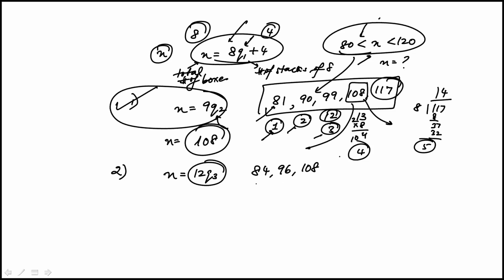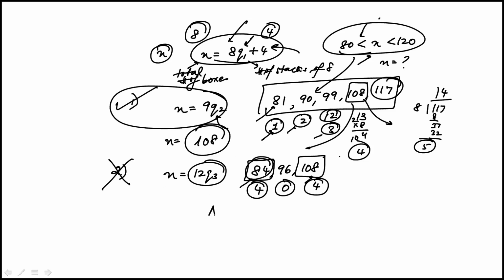And I can see what happens if I divide this by 8, because I have to also satisfy that condition. This gives me a remainder of 4. This gives me a remainder of 0. And that, as we already know, also gives me a remainder of 4. So with statement 2 alone, n could either be 84 or 108. So we don't have a unique value. 2 alone is insufficient. Answer is A.